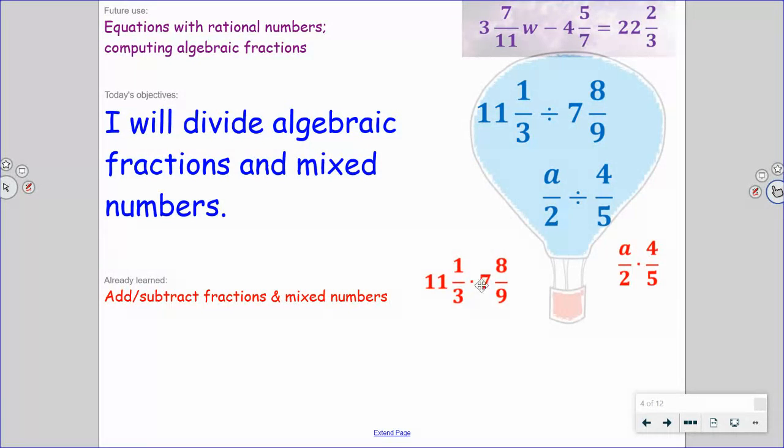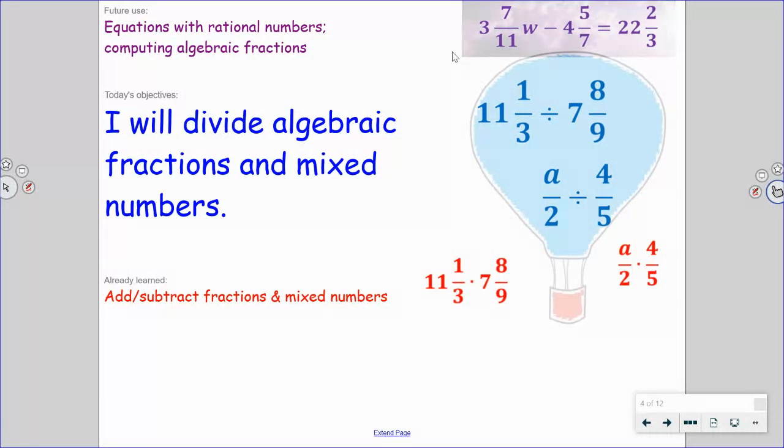If you notice from the red to the blue, it seems a pretty straightforward transition for today, where we already added or subtracted. And I guess I should have written multiplied mixed numbers, multiplied fractions. Today we are going to divide mixed numbers and fractions.